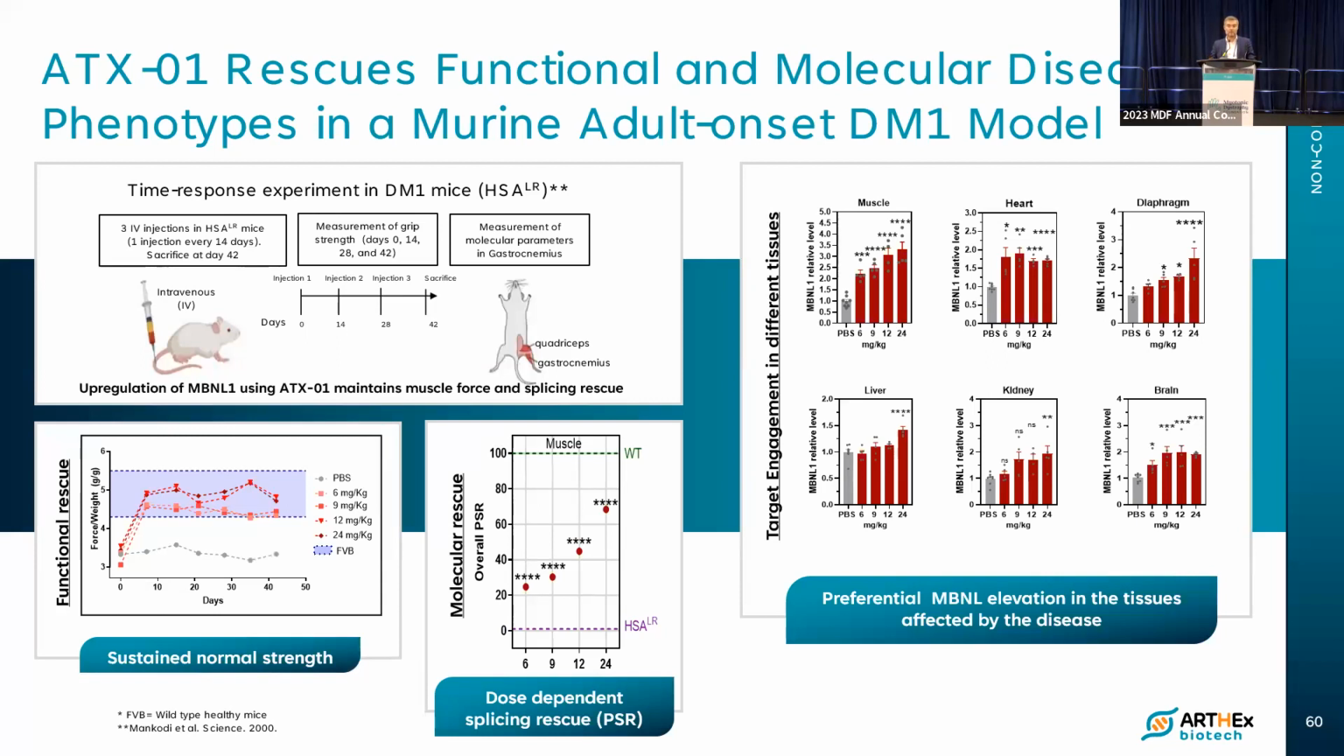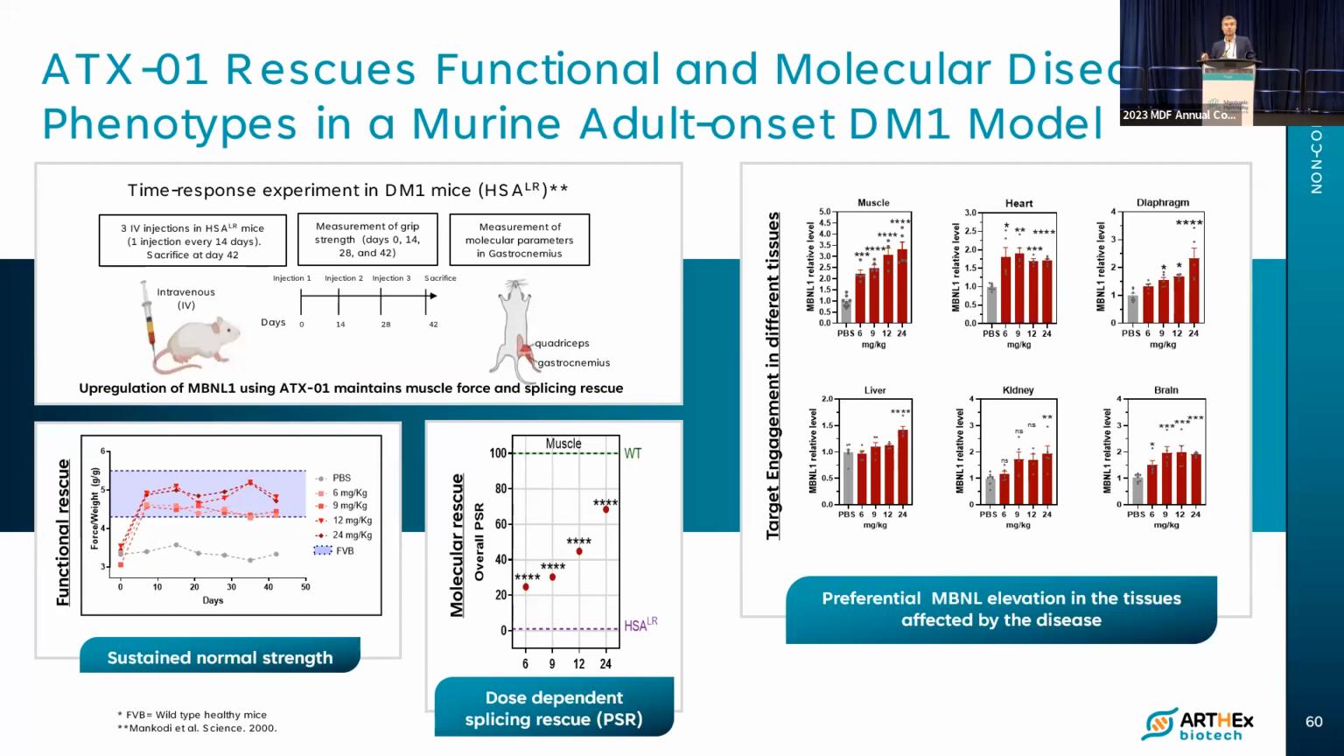We were able to evaluate the splicing. You know that you have this aberrant splicing due to the trapping of the protein, and by overexpressing the protein, we can correct this aberrant splicing. And we have target engagement. So we have the drug working in different tissues. And here you can see the muscle. We have a dose-dependent effect.